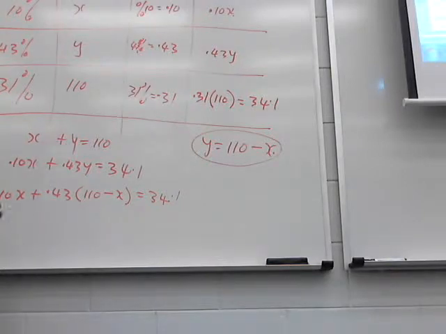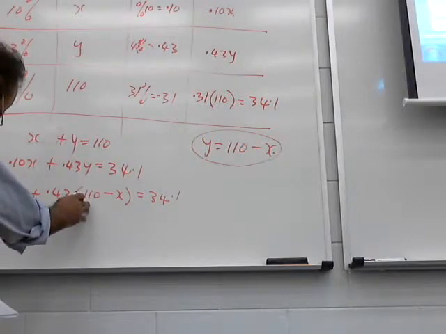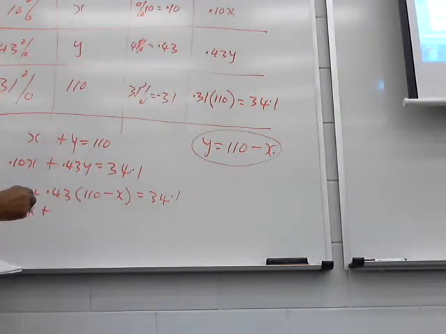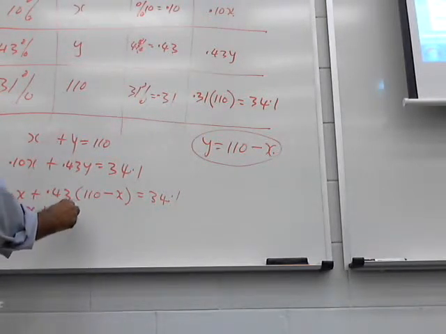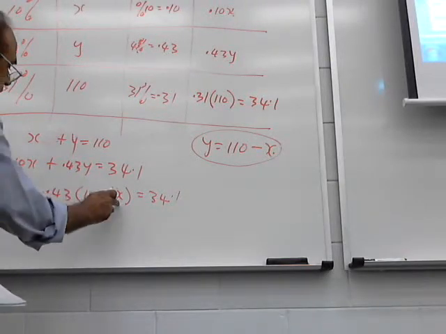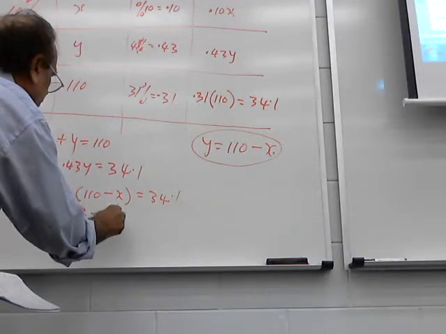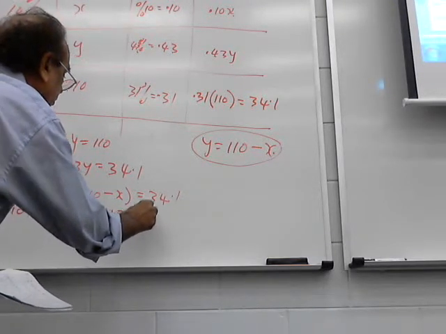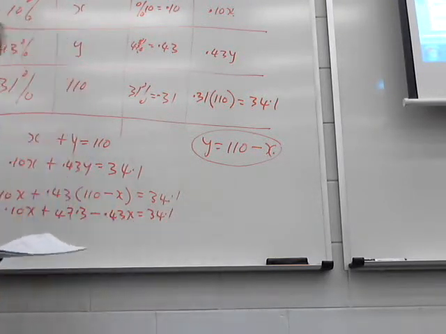This will be 0.10x plus, if you multiply 43 by 110, you get 47.3, and 0.43 times x gives us minus 0.43x equal to 34.1. So this is where we are now.